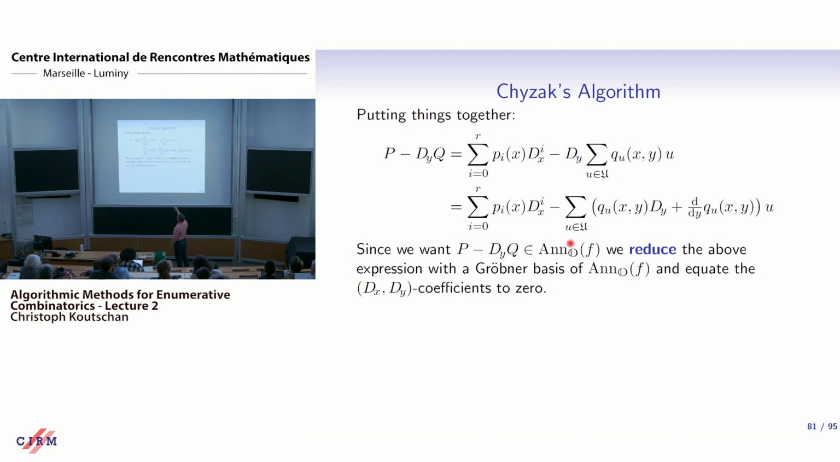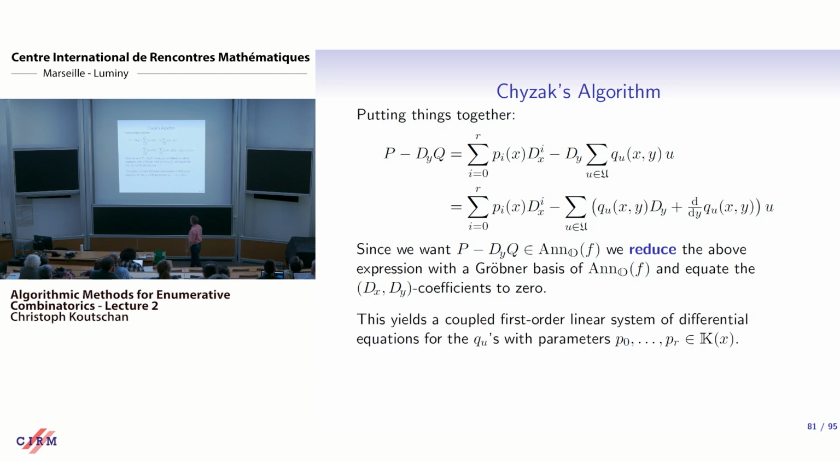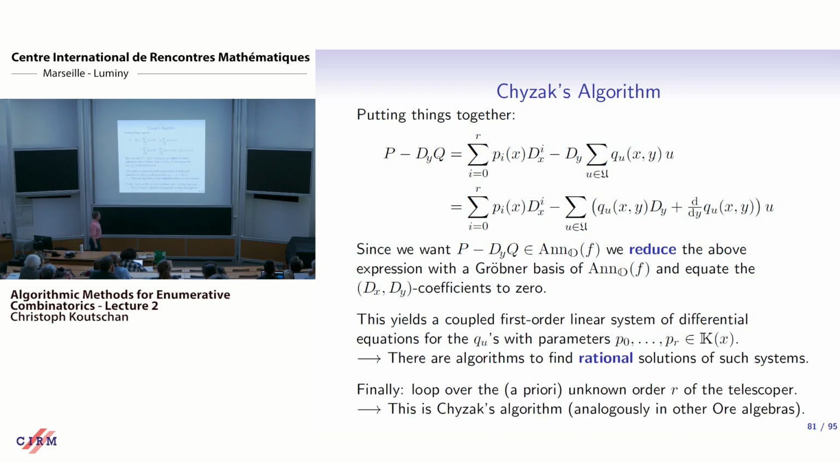Because the p's just appear linearly, but the q's appear with the q themselves and their derivatives. So this is in the end a first order coupled linear system of differential equations, but luckily there are algorithms to compute the solutions of such systems, and they are employed. And what we get in the end is what is called Chyzak's algorithm. That is a generalization of Zeilberger's algorithm for hypergeometric summation.